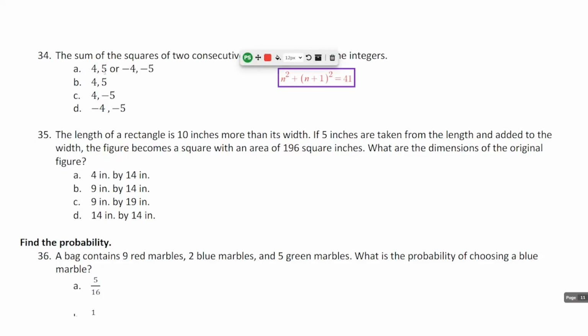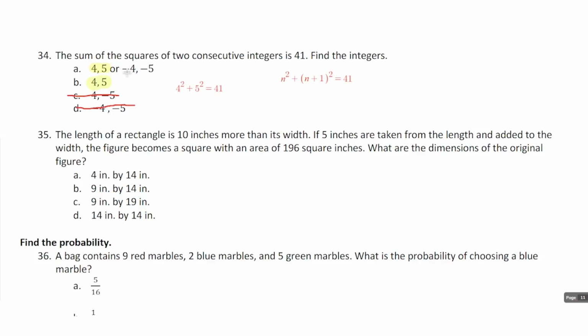So let's do 4 and 5. Do they work? Let's start with that. So does 4 squared plus 5 squared equal 41? 4 squared is 16, and 5 squared is 25, and those do in fact add up to 41. So 4 and 5 definitely are going to be at least one of our solutions. It looks like it's possible there's another too. But since these second two options don't have the 4 and 5 option, we can cross those out safely.